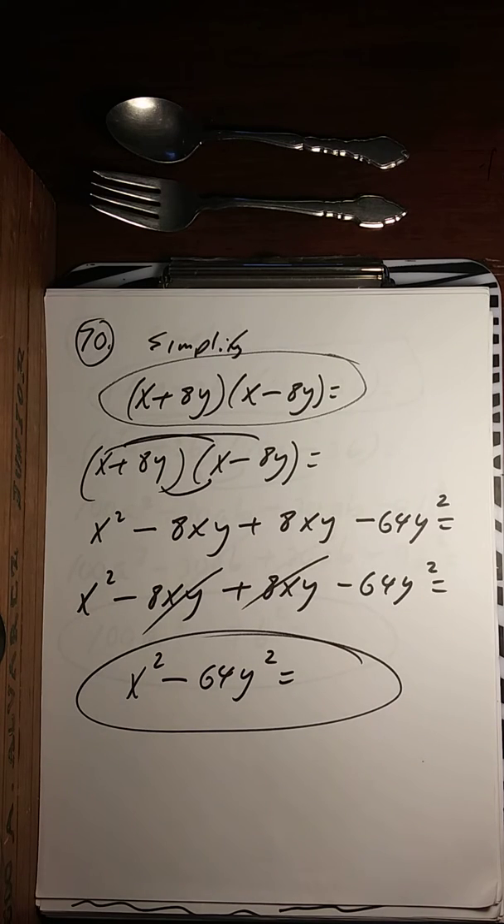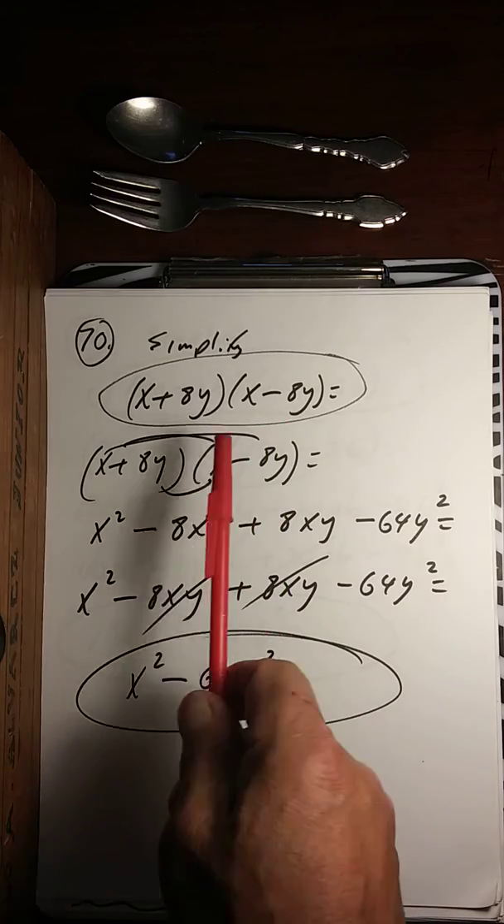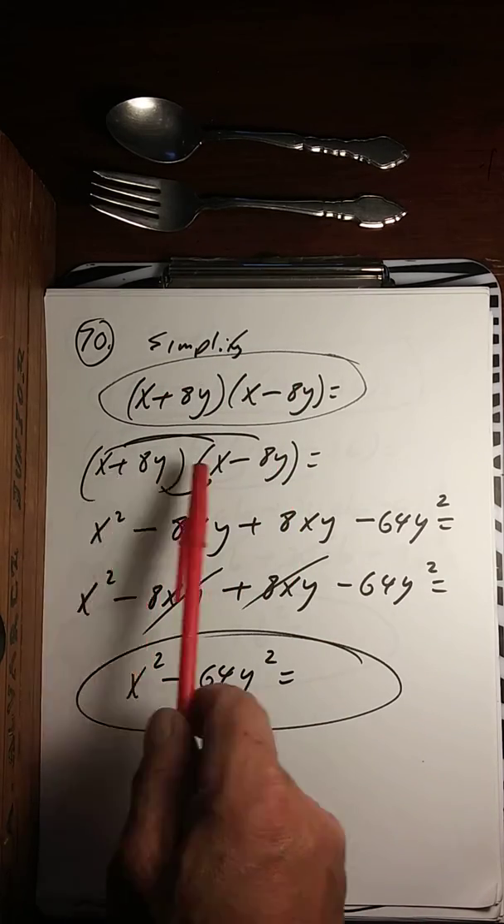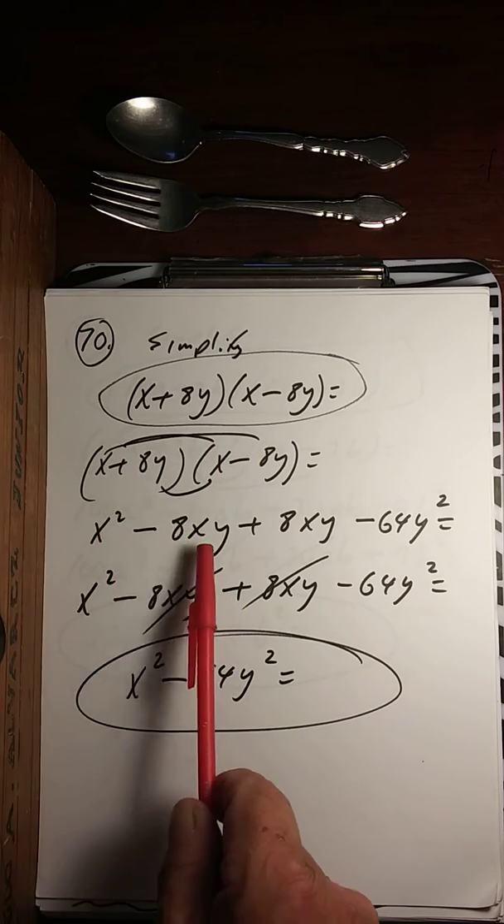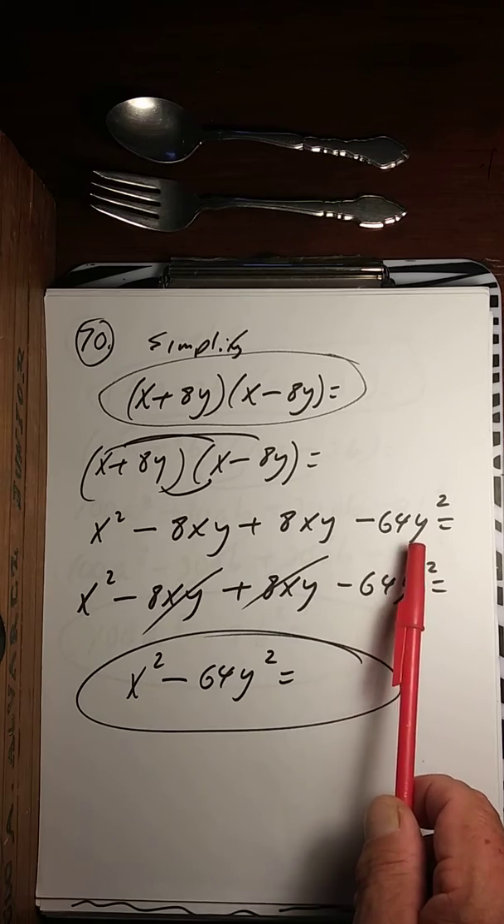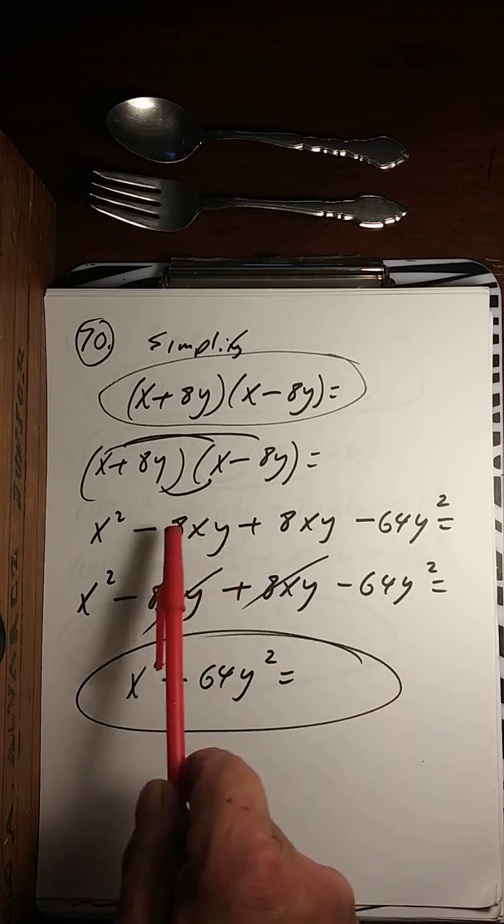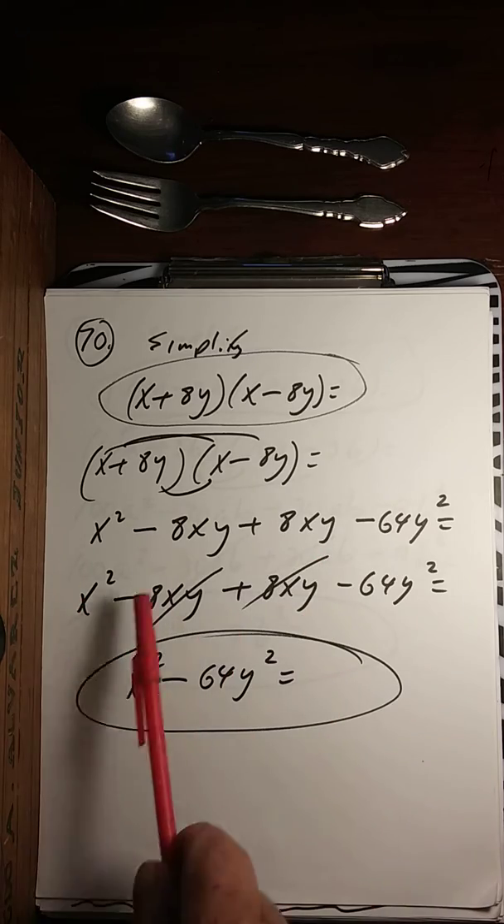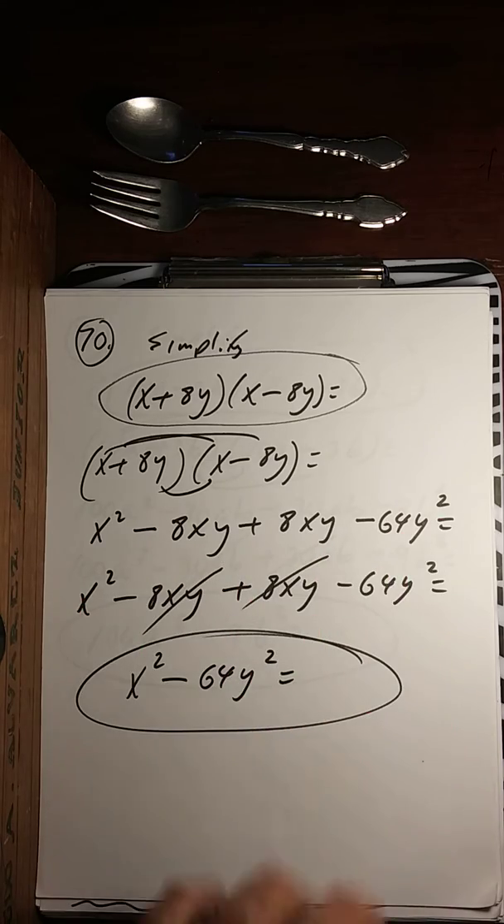This one, x plus 8y, x minus 8y. X times x is x squared. Okay, so that turns out x squared, negative 8xy. That turns out positive 8xy. That turns out negative 64y squared. Notice, positive, negative, so they're going to cancel each other out. So you're going to end up with x squared minus what? 64y squared.